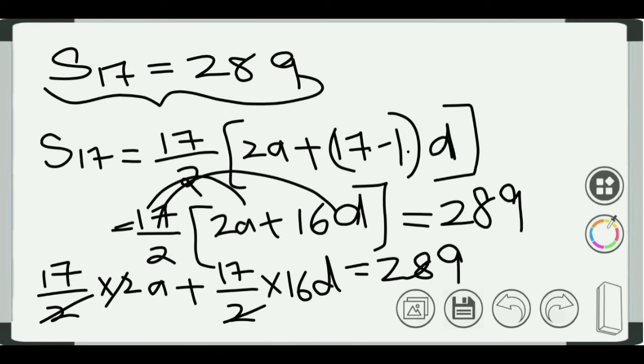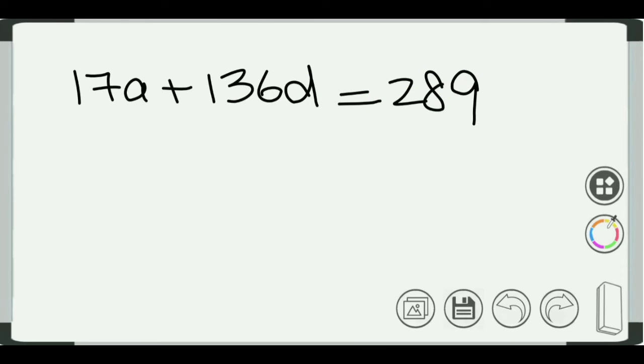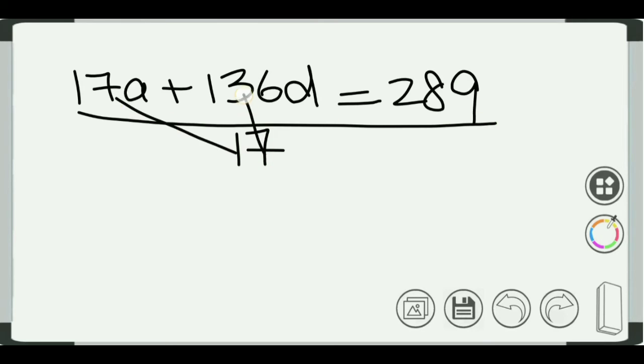2 got cancelled. 2 into 8 is 16. So what is remaining? 17a plus 17 into 8 is what? 136. So instead of 17 into 8, I can write 136. So your equation will be 17a plus 136d is equal to 289. Okay. So you can make it little shorter by dividing this by 17 because this whole is a multiple of 17. So I'm dividing the whole terms by 17.